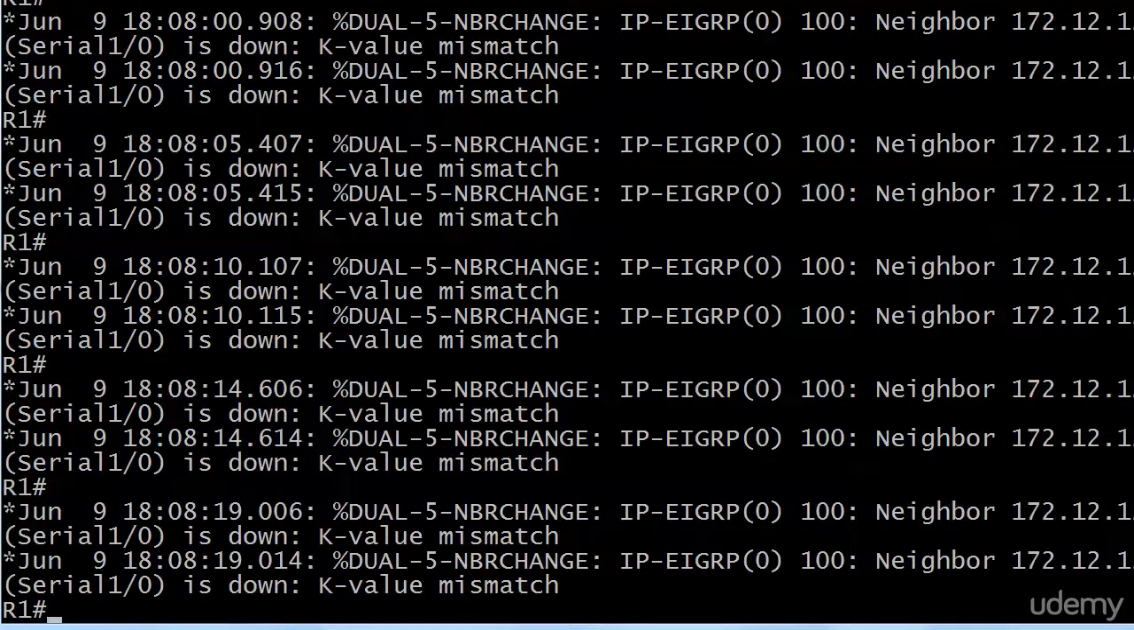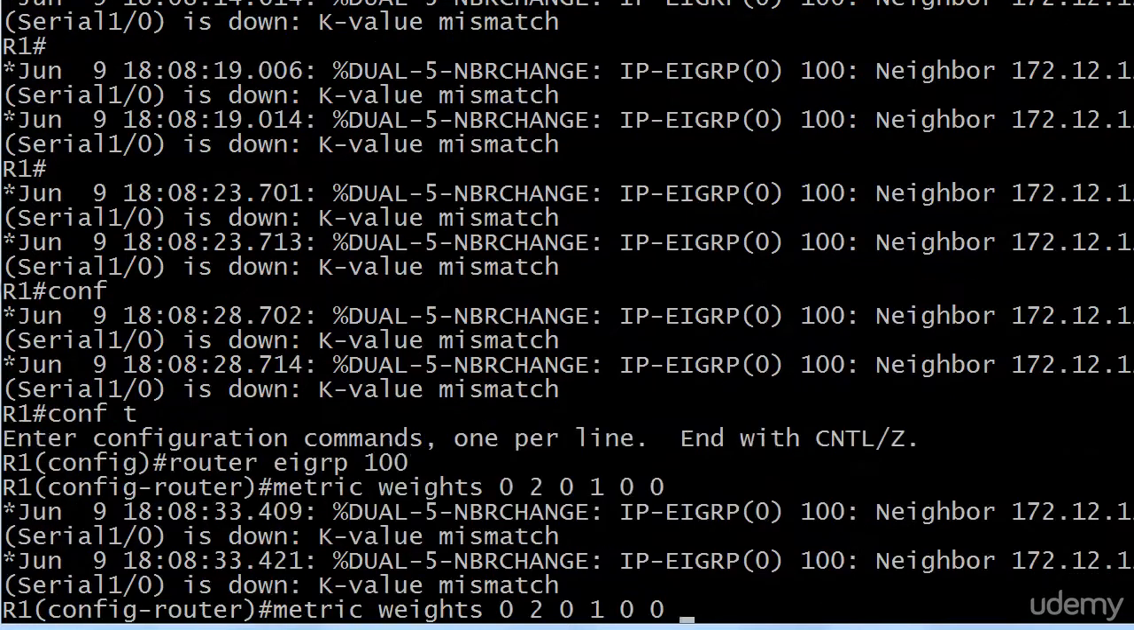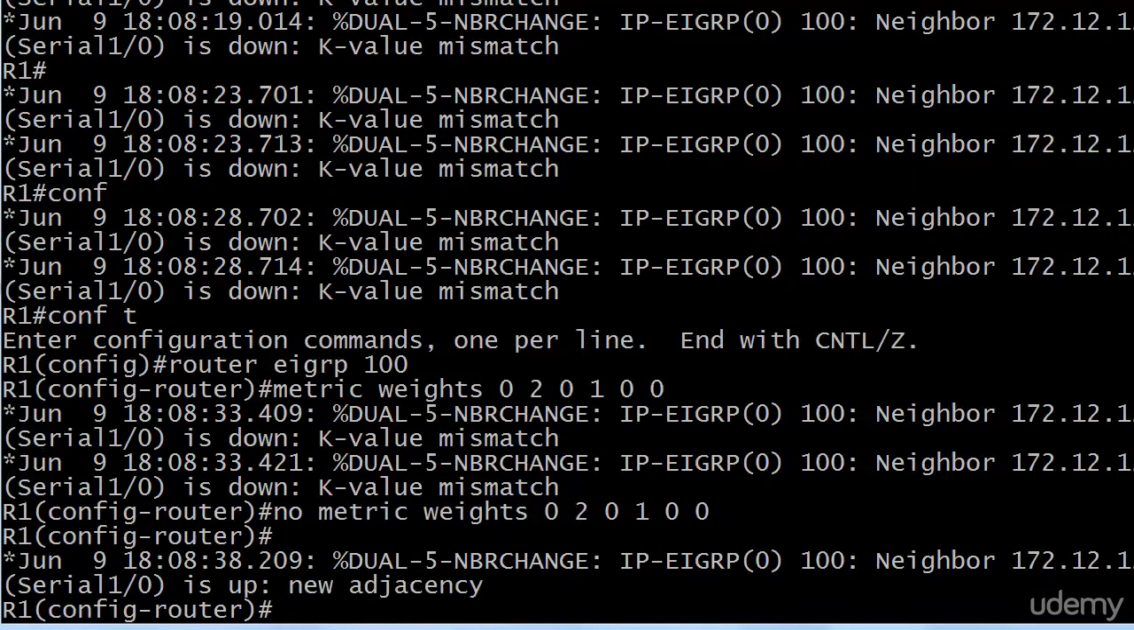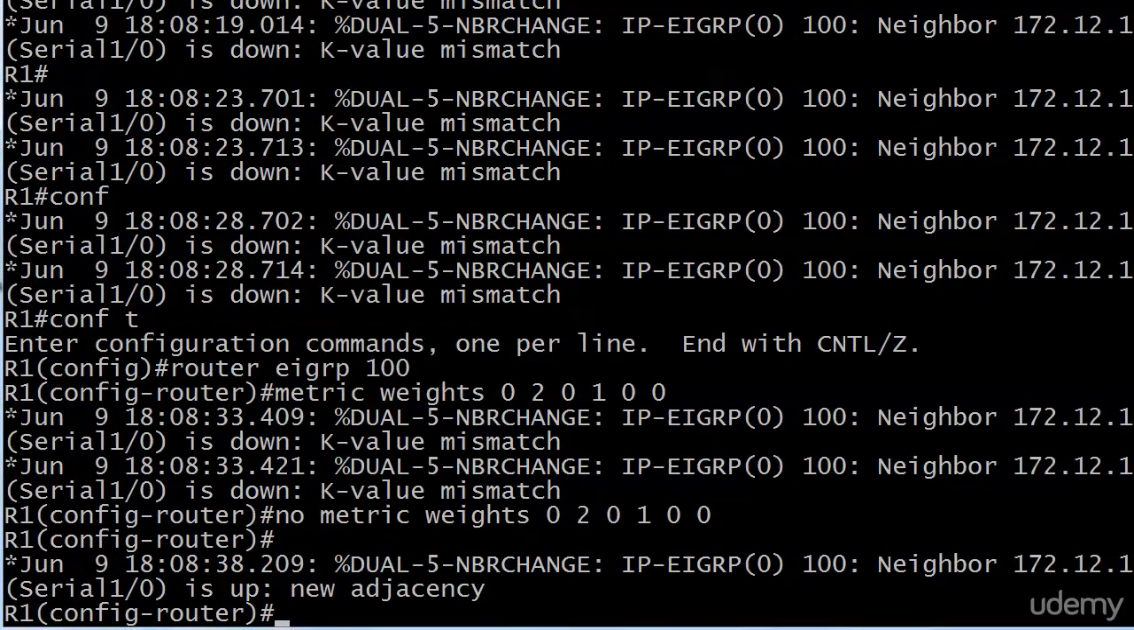So what I would suggest we do very quickly is set those values back. Let's go ahead and do that. This is where I really like that up arrow key, because now I'm going to do Control A, move to the front, type in no, and when I negate that command, it's going to send the values back to the defaults. My adjacency is now back up, and my phone has stopped ringing, and my pager's going off. Yes, I know we don't have pagers anymore, but you know what I mean. And now we're done. So you see very quickly that your K values do indeed have to match.